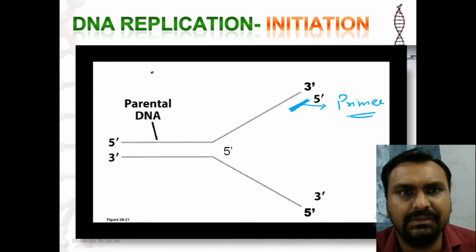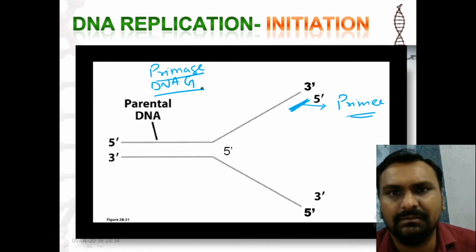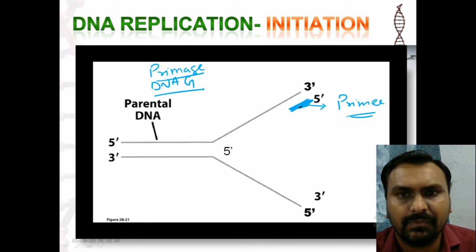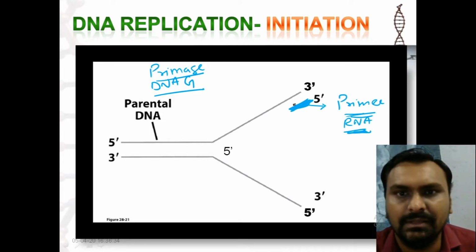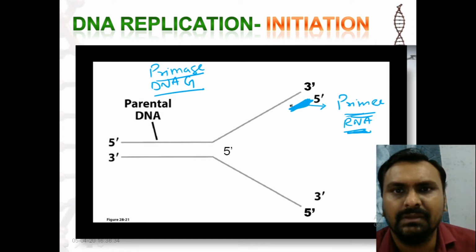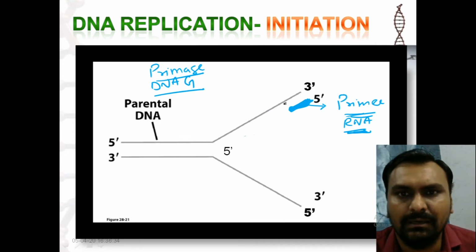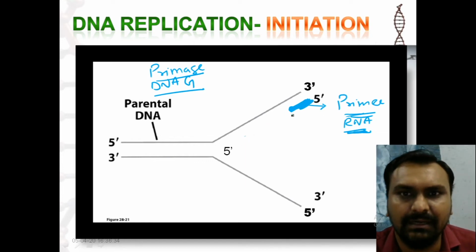This primer is added with the help of the primase enzyme, which is also called DNA G protein. So this primase is a DNA dependent RNA polymerase, because this primer is nothing but a short stretch of RNA, ribonucleic acid. So once the primer is added, then only this DNA polymerase will work. Okay, and it will add nucleotides in the 5' to 3' direction. You can see that once the primer is added, this DNA polymerase will start adding nucleotides.